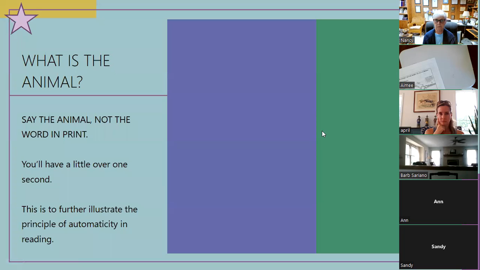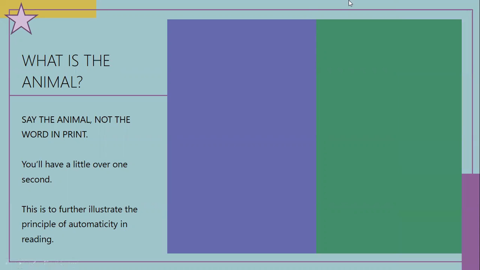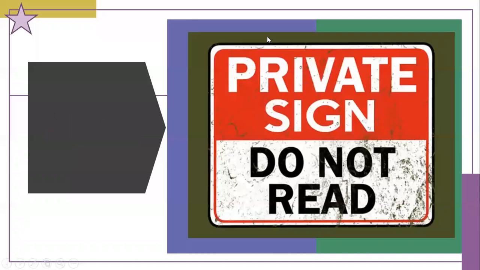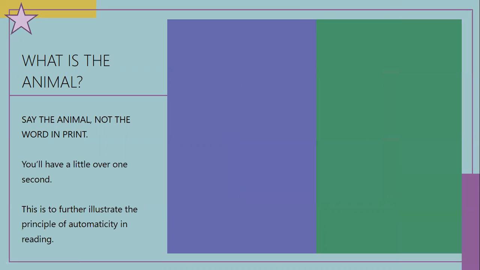And then lastly, this is just an activity. I will ask you to unmute if you are able. A lot of you have probably seen this with reading the colors and not the word. It's automatic on a timer. You're to say the animal and not the word in print, and you'll have a little over 1 second to say it, and I will be saying it with you. This is just to further illustrate the principle of automaticity in reading and the power of sight words. Just verbally tell me that you're ready if you are ready.